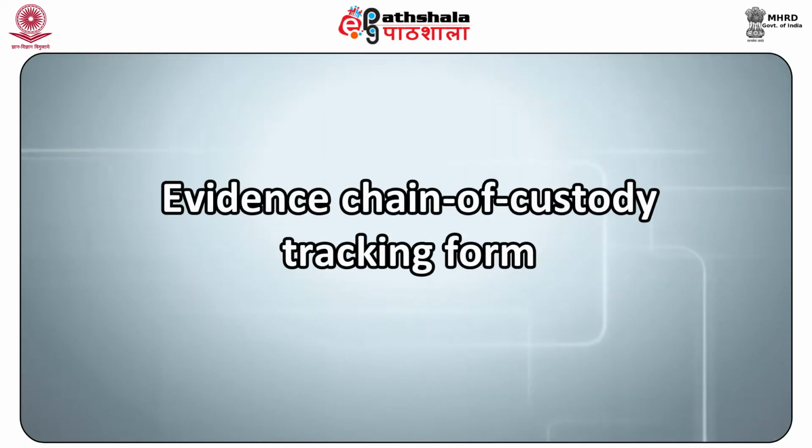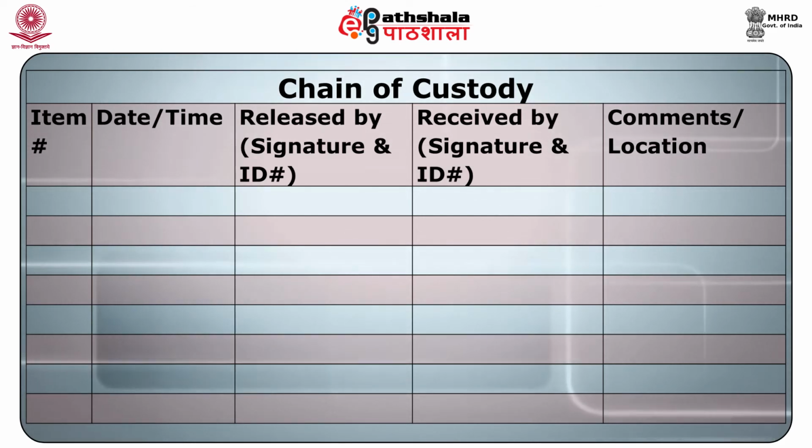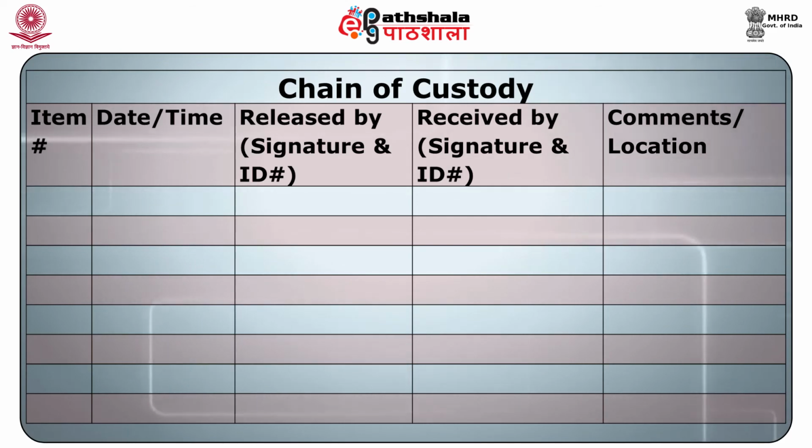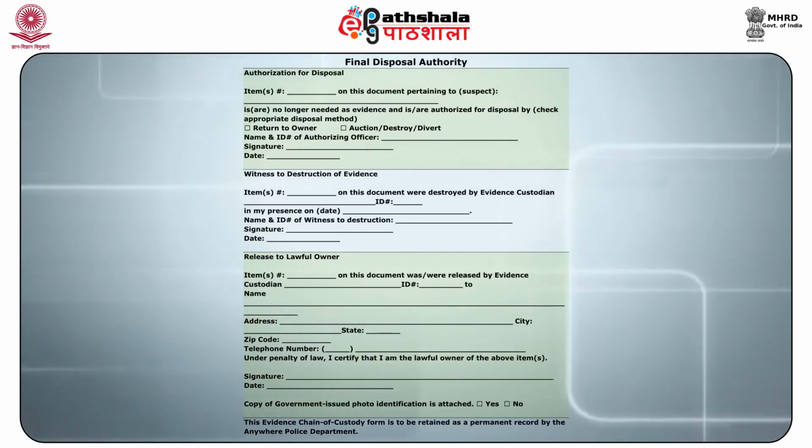Now the evidence chain of custody tracking form. In this, the first block is of item, the second block is of date or time at which that item was taken. Released by is the signature and the ID of the person who has released it. Now the next block is received by. In this, the signature and the ID of the person who has received it is there. And the next block is comments and location, if there is any comment or location provided by the releasing or receiving person.